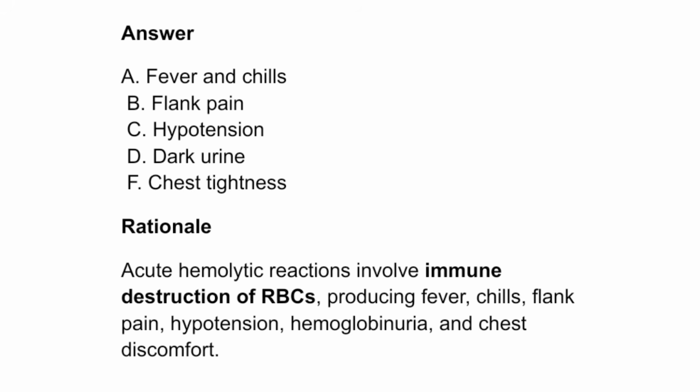Answer. A. Fever and chills. B. Flank pain. C. Hypotension. D. Dark urine. F. Chest tightness. Rationale. Acute hemolytic reactions involve immune destruction of RBCs, producing fever, chills, flank pain, hypotension, hemoglobinuria, and chest discomfort.